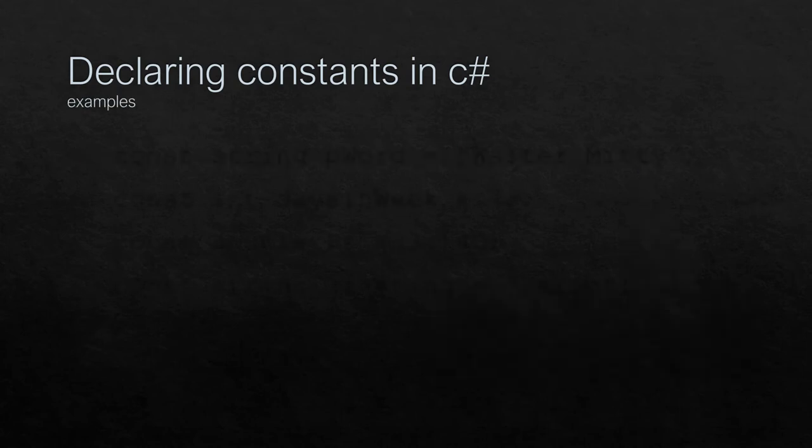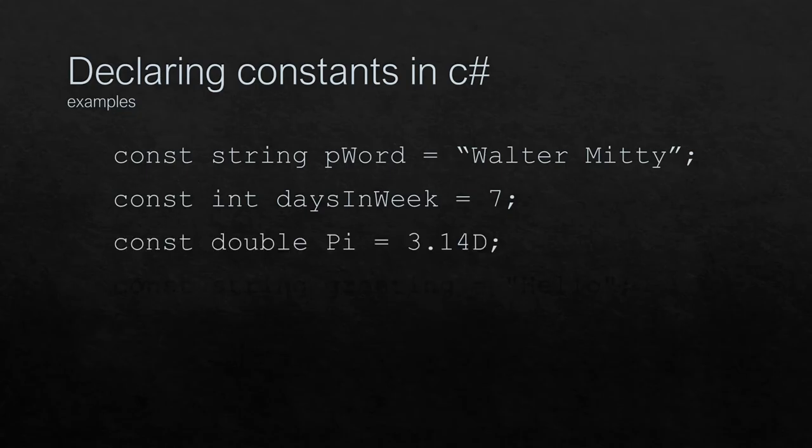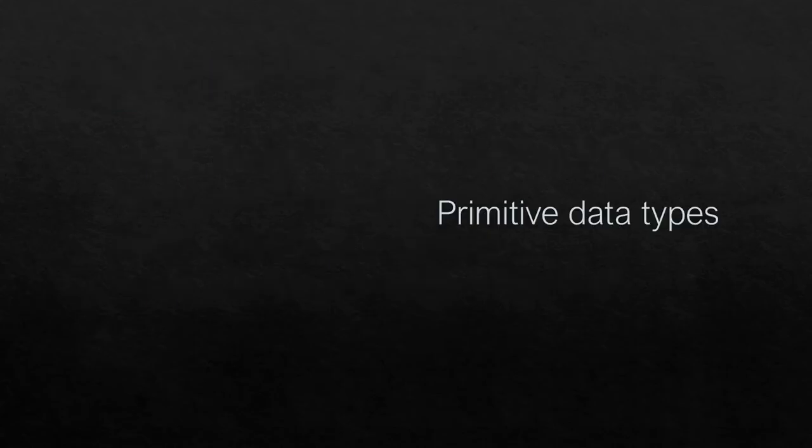Now here's some examples in C#. This is declaring a string constant called p-word, which is Walter Mitty, so you could maybe use that to hold a password in a program, although to be honest, hard coding passwords into programs is a terrible idea, so please don't ever do it. This here is declaring an integer constant called days in week and assigning it the value 7. This here is declaring a double precision floating point number called pi, which has a value of 3.14. A piece of text with the word hello in it, and so on.